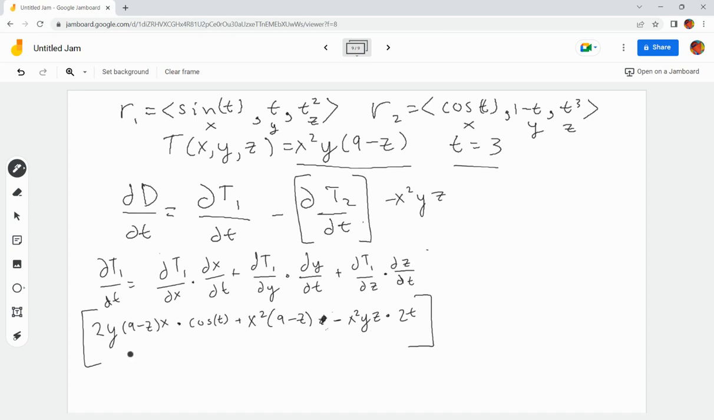Doing this one's gonna suck. But I can literally do it here. So I can do 2y 9 minus the x, and then we can just multiply by this version here, which would be negative sine t, right? And then this would be minus x squared 9 minus the, and then plus something else. It might not be plus actually, it might be minus 2yz multiplied by 3t squared.